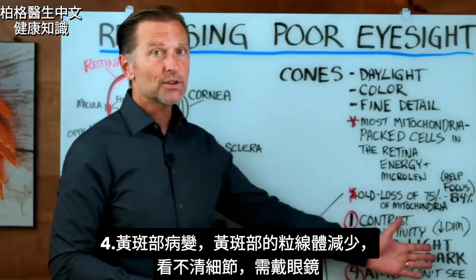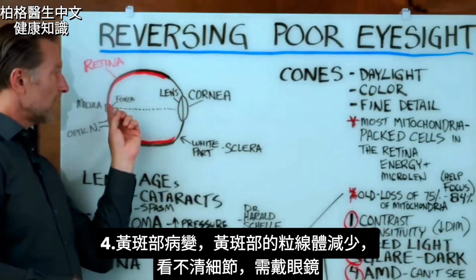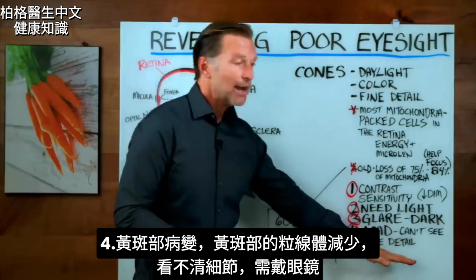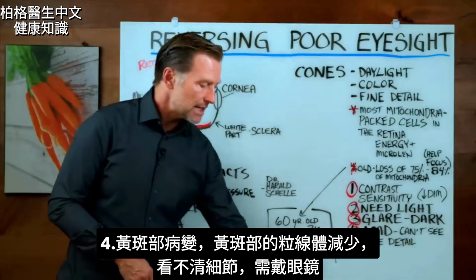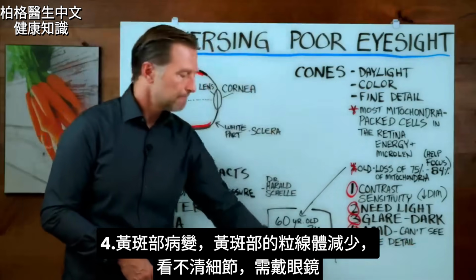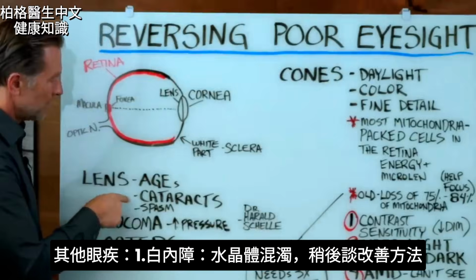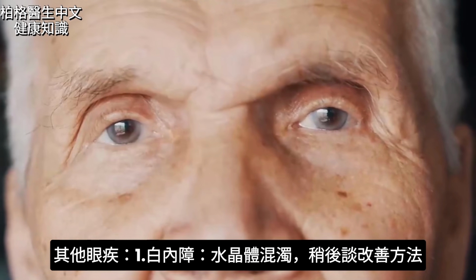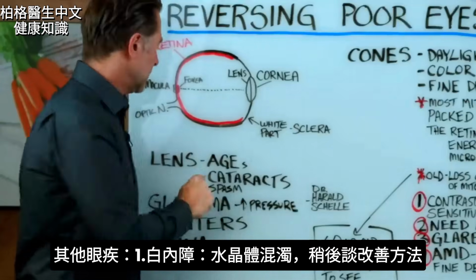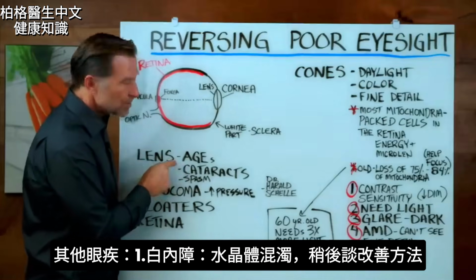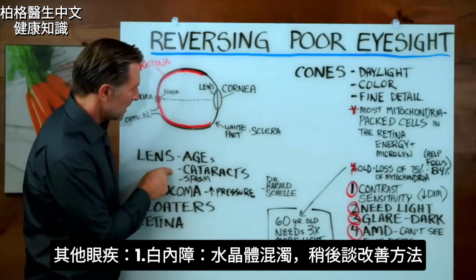And what's happening is you're losing more mitochondria in this area right here. And now you really can't see fine detail, so you need these right here. There's other problems with the eye as well. With the lens, you start developing this opaqueness where it's becoming cloudy. That's called cataracts. We'll talk about what to do in just a minute on that.